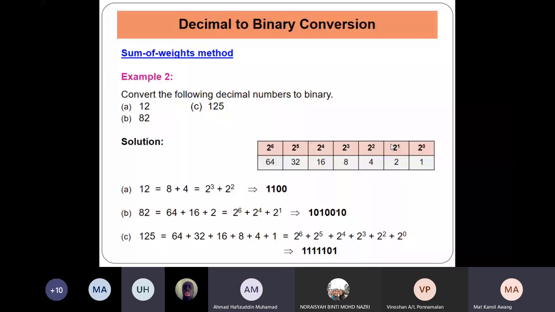Okay, so let's say that you want to convert the following decimal numbers to binary using the sum of weights method. So 12. First you have to remember these weights: 1, 2, 4, 8, 16, 32, and 64. 12 is the summation of 8 and 4, right? So you have 2 to the power of 3 plus 2 to the power of 2.